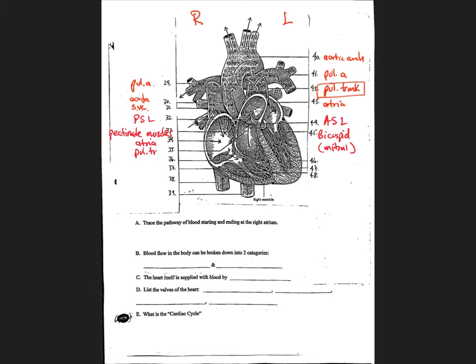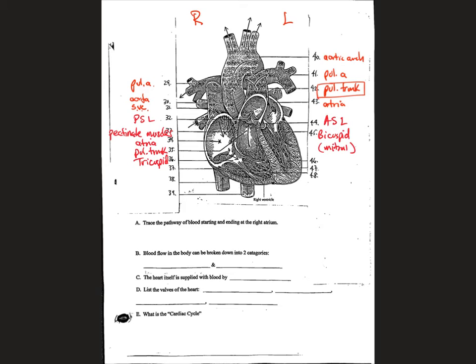I'm just going to abbreviate here. 36 is another flap of tissue separating. We call these the atrioventricular valves. This one's referred to as the tricuspid. As you can identify, it has three cusps of tissue that make up the valve structure.